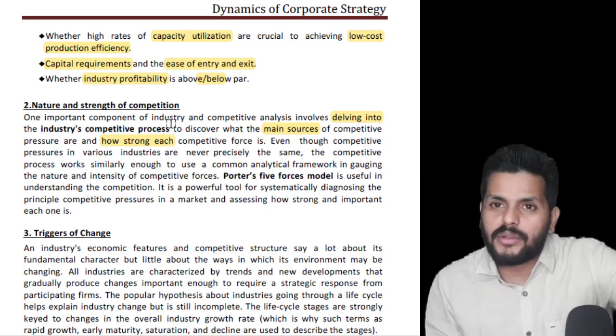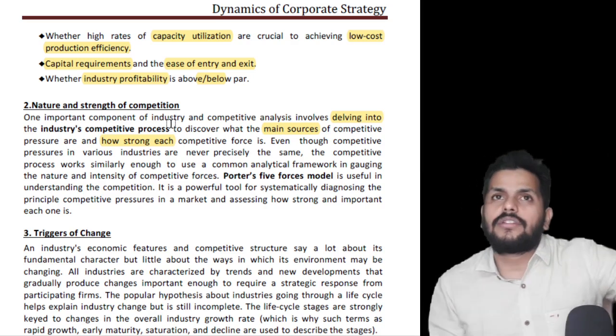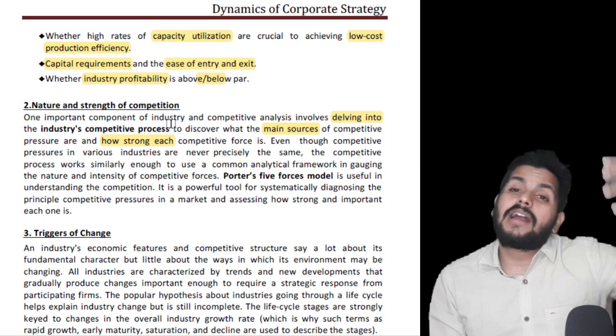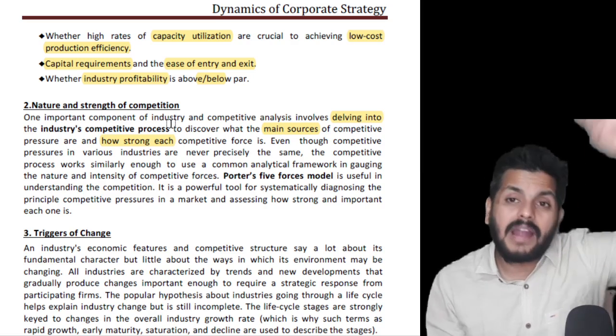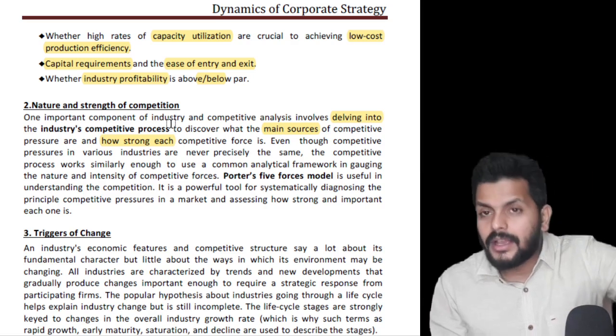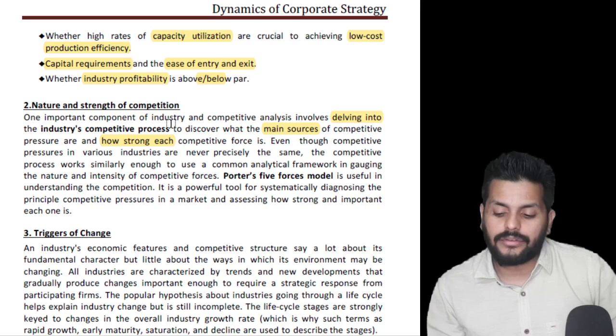From where are all these competitive pressures coming, and how strong is each one? Sometime back I told you about the throwing of stones. One stone is coming, or two stones, or three stones. If they are coming, are they coming at the same time, or at different times with different forces? Like that, there is a lot to analyze. So, the main sources of competitive pressure and how strong each force is.